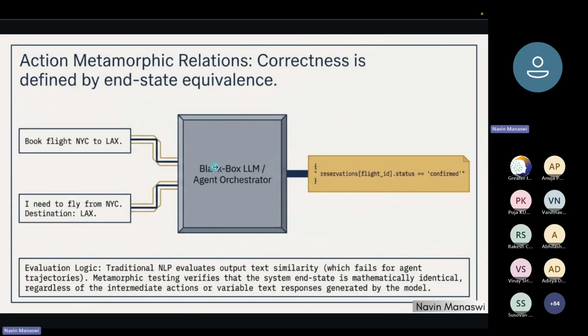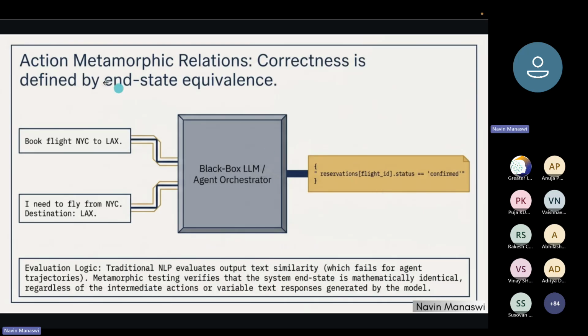So, book a flight from New York to LAX. I need to fly from... So these are two different questions. They are semantically the same question but written differently. So we expect you must get the same answer. We expect that a customer can ask a question this way or that way, but if the intention is the same, then the LLM is supposed to give the same answer.